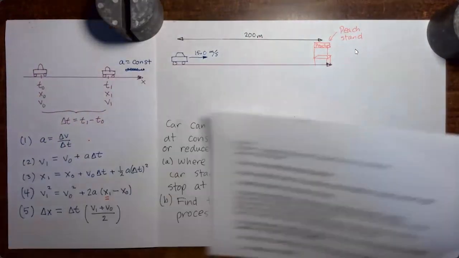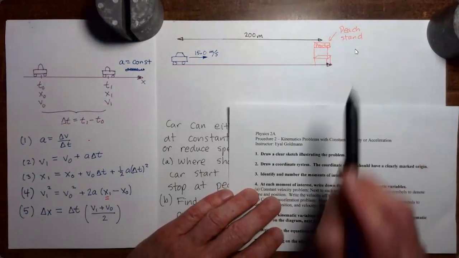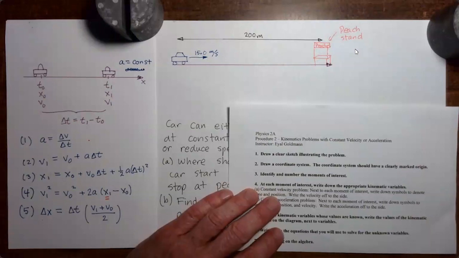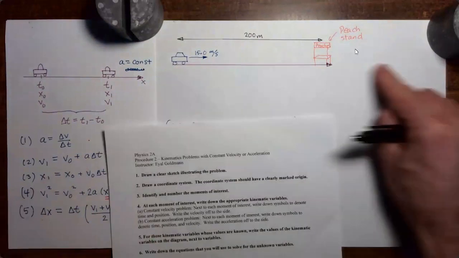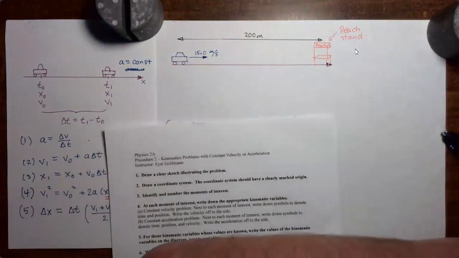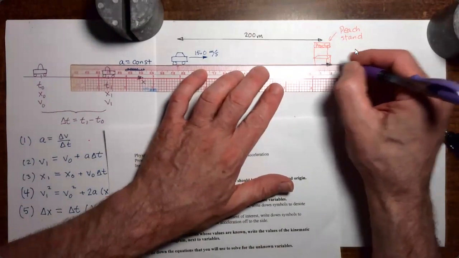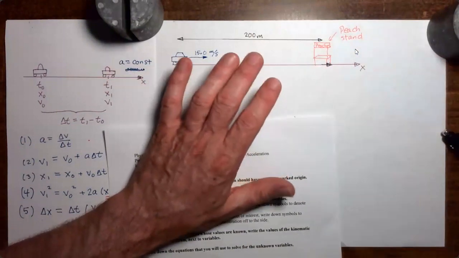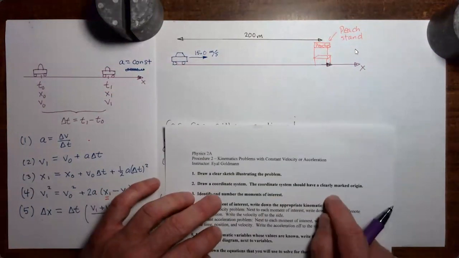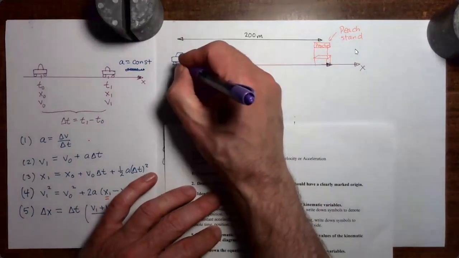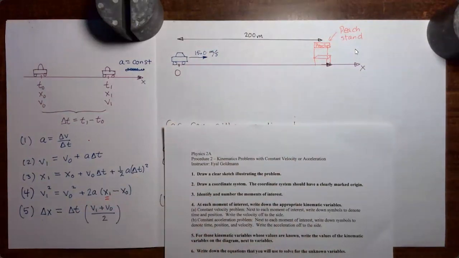So we're going to go to our handout again. Step one, draw a clear sketch illustrating the problem. So we have the beginnings of a sketch right there. Step two, draw a coordinate system. So we can use an x-axis, which runs along like so. The coordinate system should have a clearly marked origin. Let's put that origin right at this point right here where the process starts.